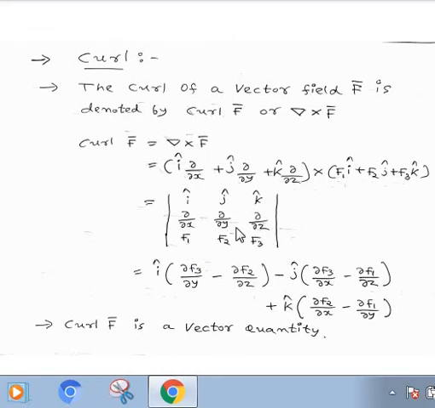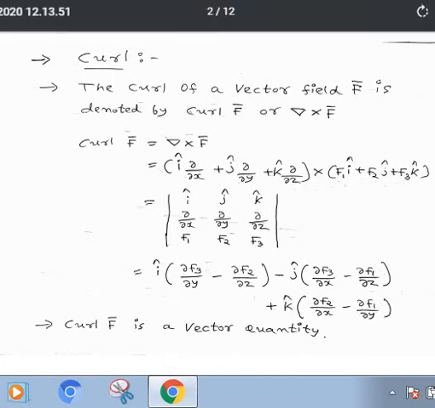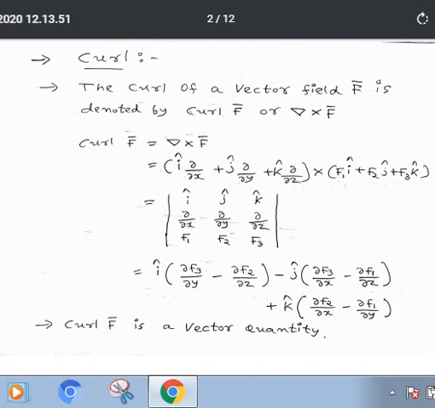Now we have to find out this determinant: i cap into minor of i cap, that is del f3 by del y minus del by del z of f2. Then minus j cap, minor of j cap, leaving second column on first row, that will be del by del x of f3 minus del by del z of f1. Finally plus k cap, minor of k cap, leaving first row and third column, del by del x of f2 minus del by del y of f1. You can see that the curl f bar is a vector quantity.